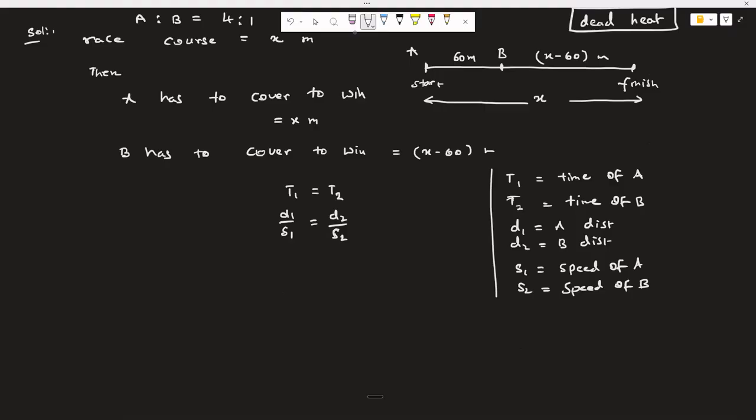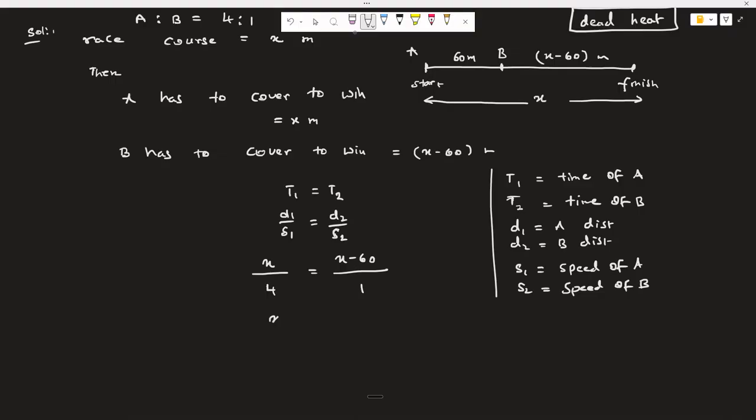So the distance the player has to cover: what is D1? A's distance. How much does A have to cover? X meters. While B has to cover X minus 60 meters. And what is the speed S1? You should write the comparison. A's speed was 4 times and B's speed was 1 time only.